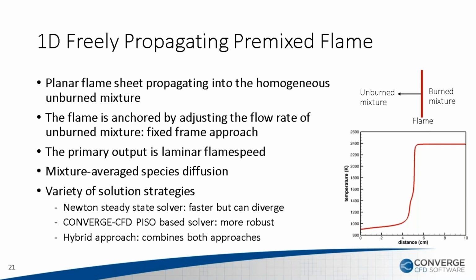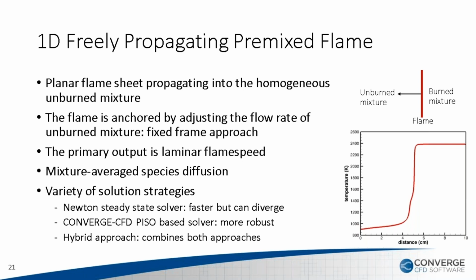To solve this problem, we have a variety of strategies available in Converge. We have the Newton steady state solver, which is the classic and really fast, but for those who have used a Newton solver, it can diverge if you give it a really bad initial condition. We now also have an approach where you can use Converge CFD PISO. Basically, we use the 3D solver by running it in 1D mode. It's a lot more robust, but because our 3D CFD solver is transient in nature, you have to be careful with your time step size. If you take too big a time step size, you might run really fast, but you might miss out on some of the accuracy. And the third approach is basically combining the previous two approaches.